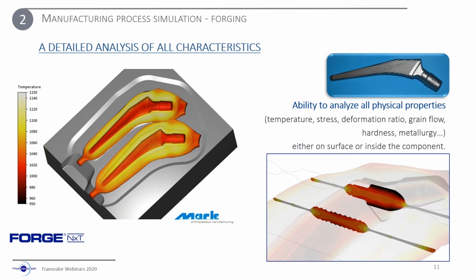Obviously, you can observe all these results on the surface of the component. This is what you can see on the left picture. But you can also look inside the product. This is the picture on the bottom right side, where thanks to cross sections, we can get deeper into the analysis. You can note also that point tracking features or length plot can be used in order to understand more specifically what happened on a given point of the workpiece.